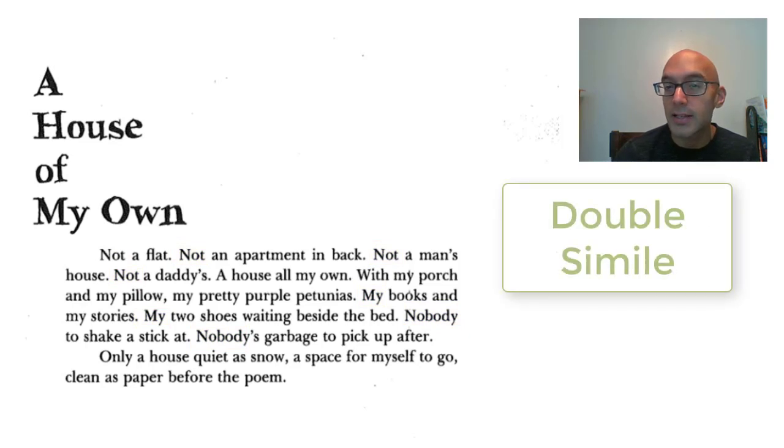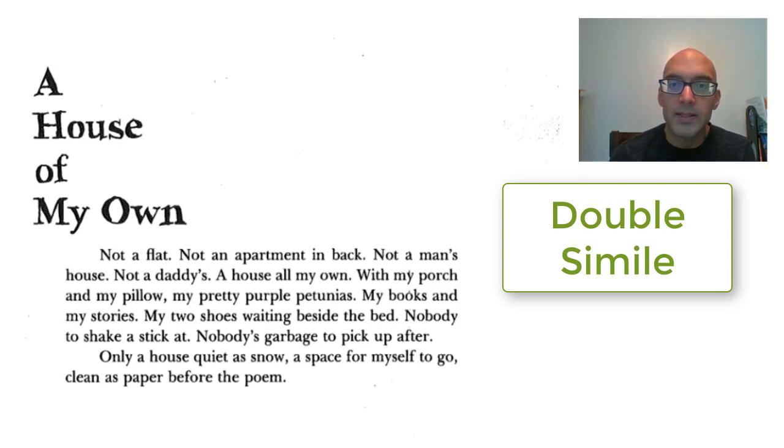The last thing that she does is a double simile. Now we've seen similes before, but in this moment, the similes are much more concrete than the abstract and surprising similes we saw in Hairs. Note the very last line. Only a house quiet as snow, a space for myself to go, clean as paper before the poem.